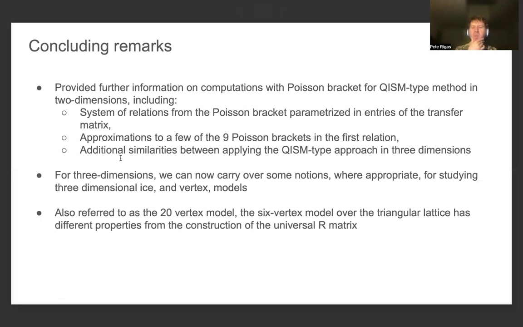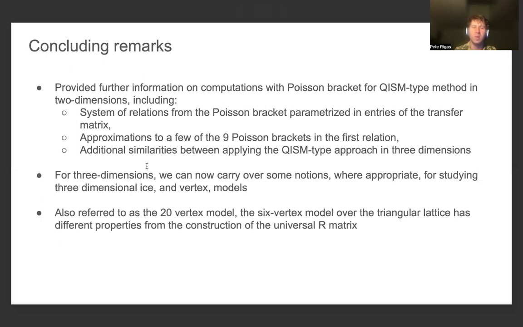And we had approximations to a few of the first of the 9 Poisson brackets from the relation that we explicitly discussed. And we looked at the first Poisson bracket to establish many types of similarities between the entries which appear in the first Poisson bracket, the second Poisson bracket, and any of the other remaining terms in the Poisson bracket from the relation, in which we also concluded with several similarities between applying the QISM type approach in 3 dimensions.